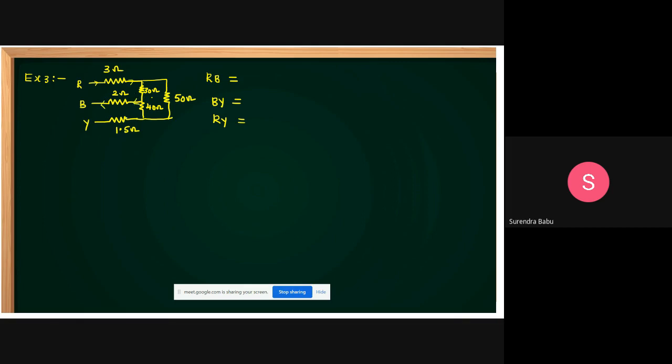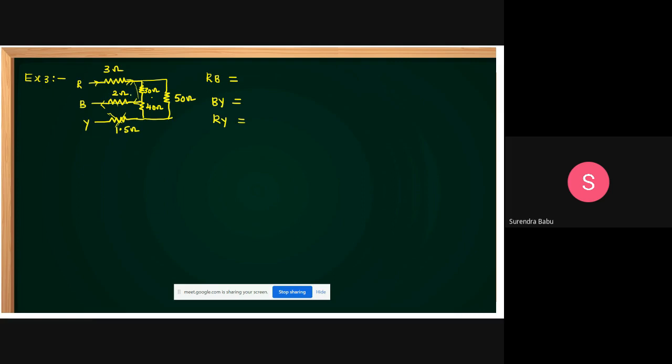Between R and B, the 3 ohms and 2 ohms count, because the current is flowing like this between R and B. You don't consider this one. There is no current through Y. That is the meaning: R and B means there is no current through Y. Then the current flows like this.